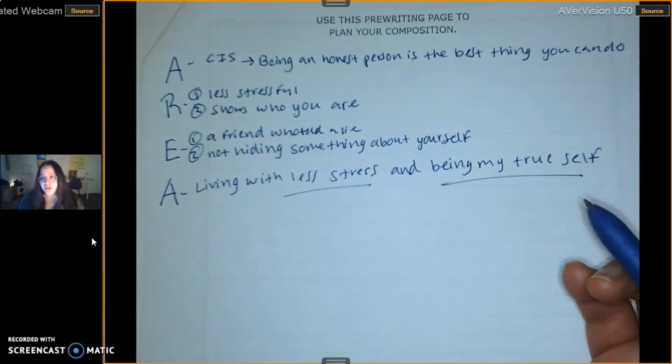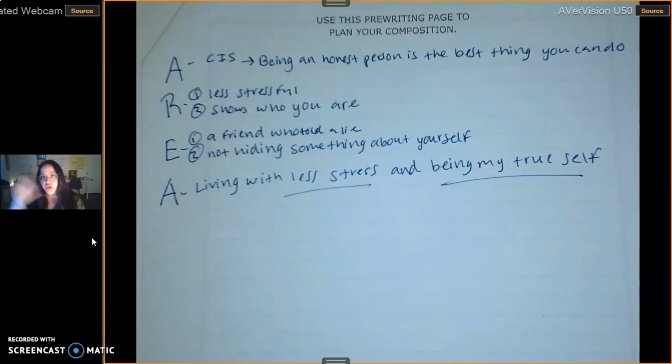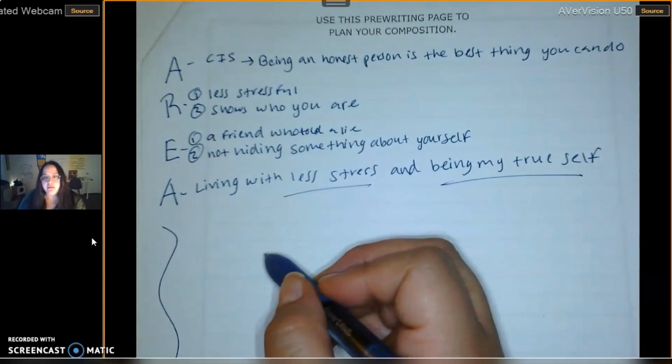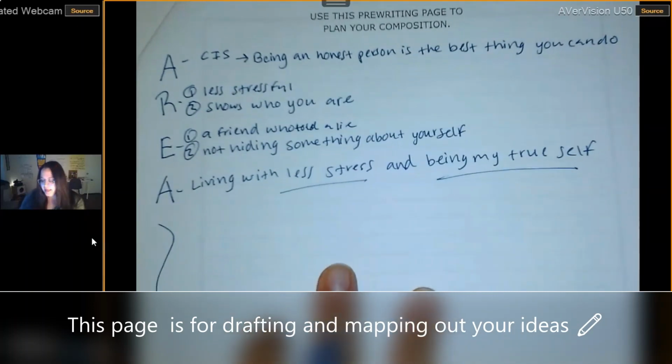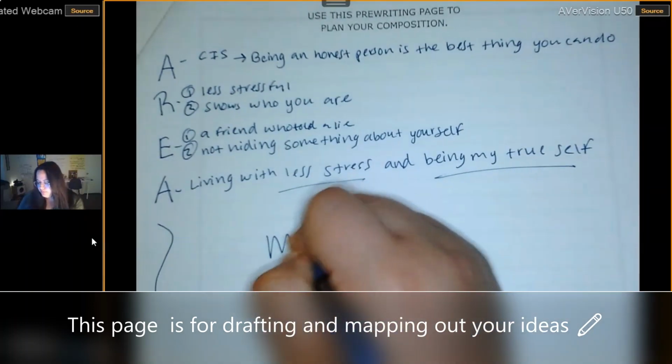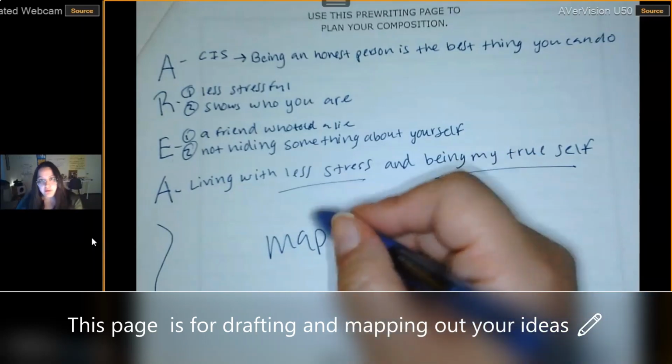What I want you to do is when you're drafting your full draft, I want you to do it on this paper. You should have also written out your introduction here. If you didn't, that's okay. But I really want you to use this page to, and you don't have to write this down. Don't write this down.